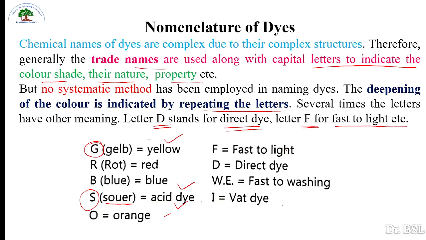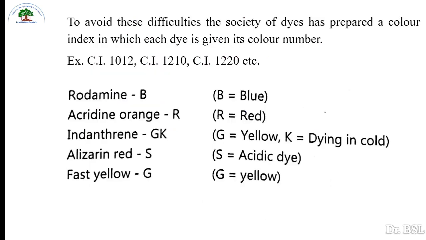O for orange, F for fast to light, D for direct dye, W E for fast washing, and I for wet dyes. So these are some of the letters used with the name of dye. To avoid these difficulties, the Society of Dyers has prepared a color index in which each dye is given its color number. So CI 1012, CI 1210, CI 1220, etc.